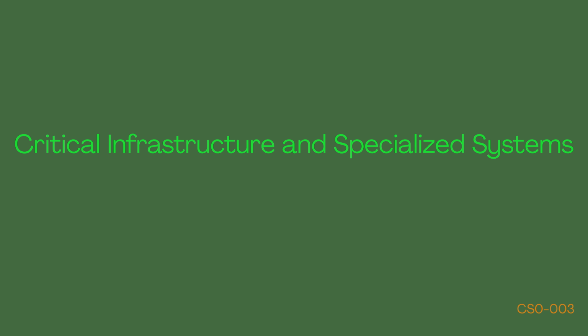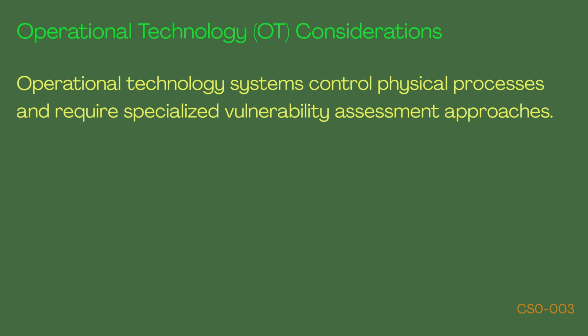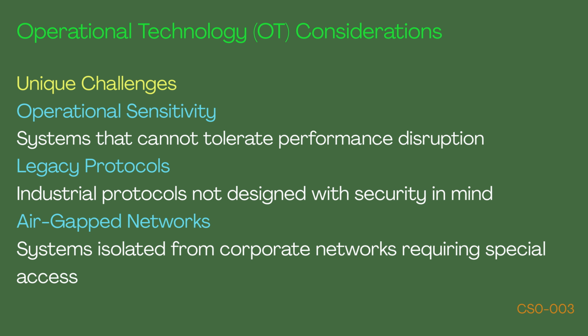So we need to cover critical infrastructure and specialized systems. So we talked about this: operational technology, OT considerations. Operational technology systems control physical processes, and they require specialized vulnerability assessment approaches. There are unique challenges involved. You've got operational sensitivity. There are often systems that cannot tolerate performance disruption. It would have a bad impact, and they're not capable of handling it. There are often legacy protocols, industrial protocols not designed with security in mind because they're so old.